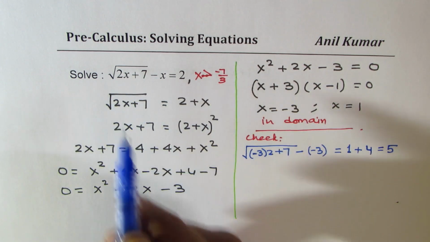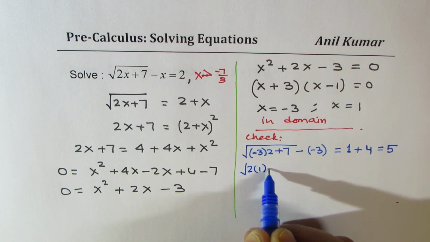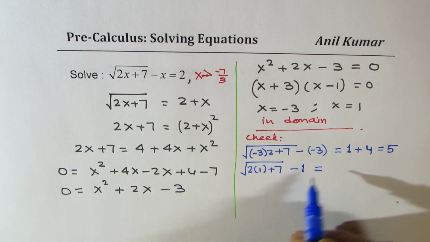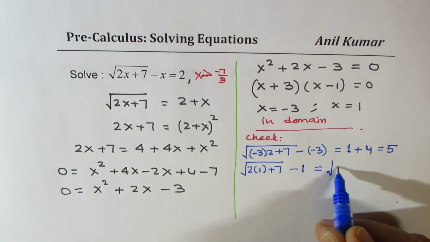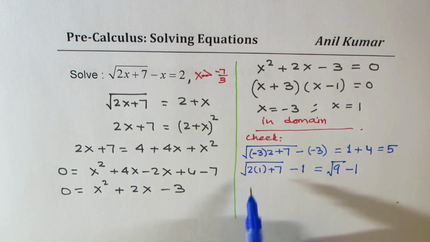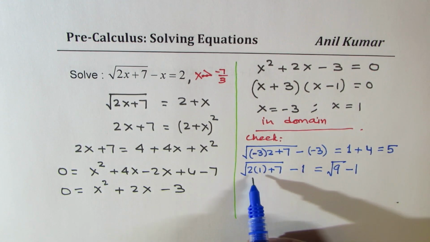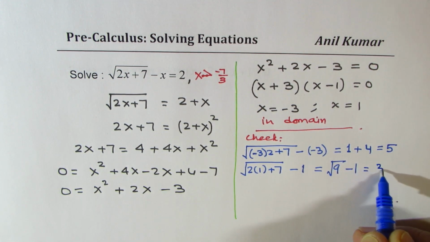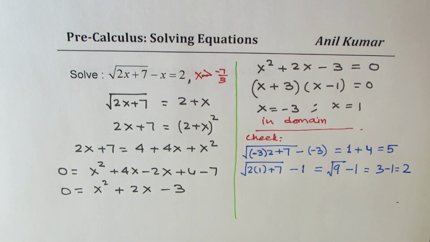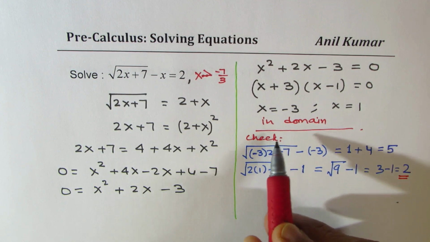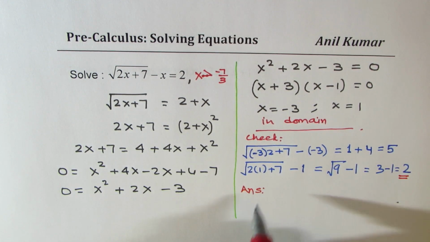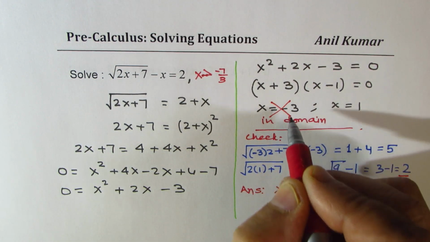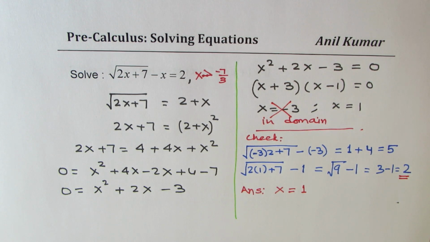Now we'll substitute 1 here. If you substitute 1 here, we get 2 times 1 plus 7 minus 1. Let's check this one. So we get square root of 9 minus 1. And square root of 9 is 3. 3 minus 1 is 2. So that works. Therefore, our answer in this particular case is only x equal to 1. And this becomes an extraneous root. Do you get the idea?